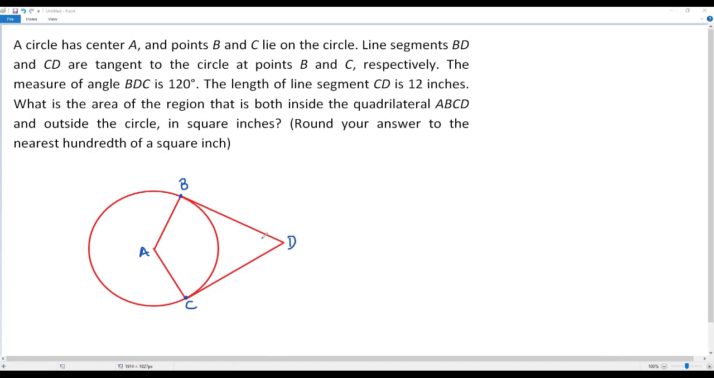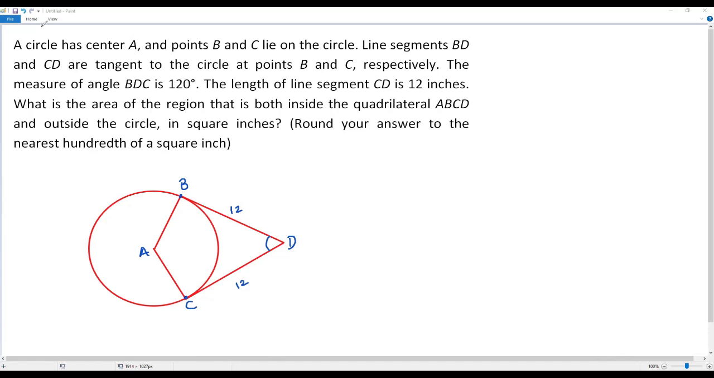The measure of angle BDC is 120 degrees, and the length of the line segment CD is 12 inches. Whenever we draw two tangents to a circle from the same external point, they must be equal in length. So the length of line segment BD also must be 12, because both CD and BD are tangent to the circle from the same external point D.